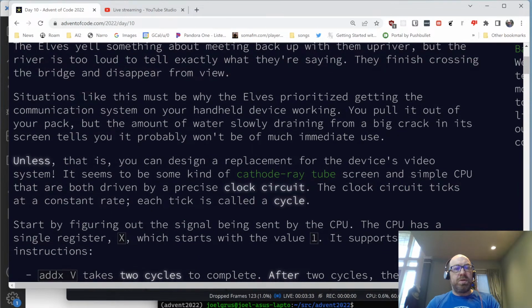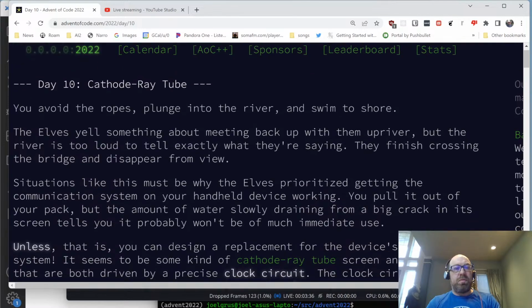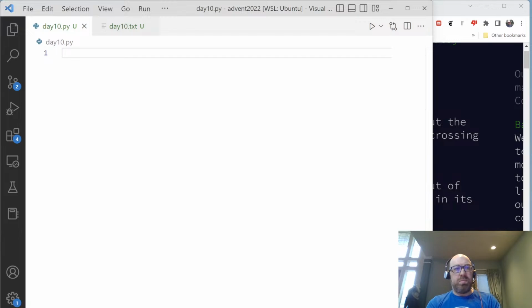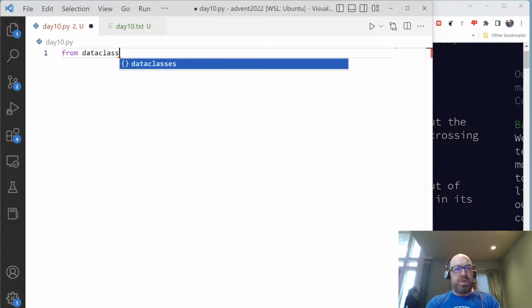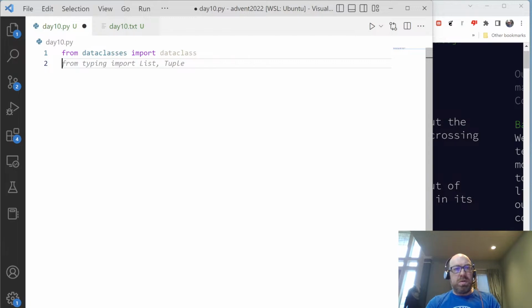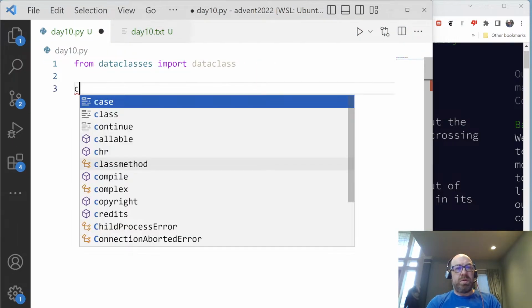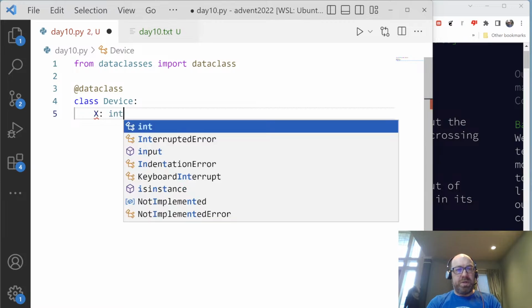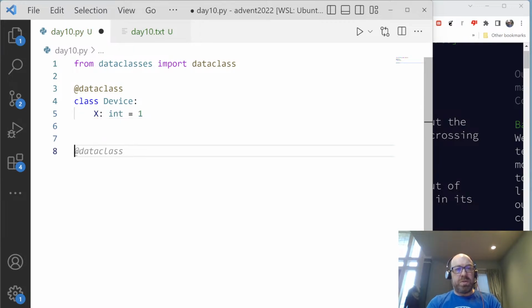The clock circuit signal is being sent by the CPU. What do I want to call it? Device. I'll import dataclass, and at dataclass, class Device with x, which is an int and equals 1. Okay, so that's what it says.